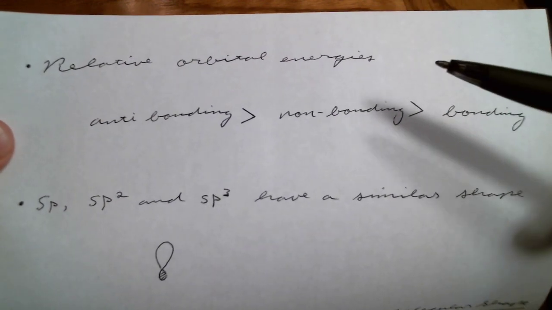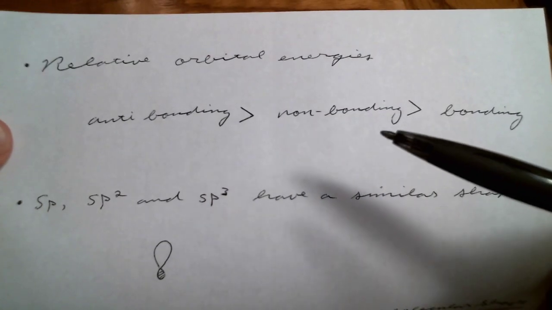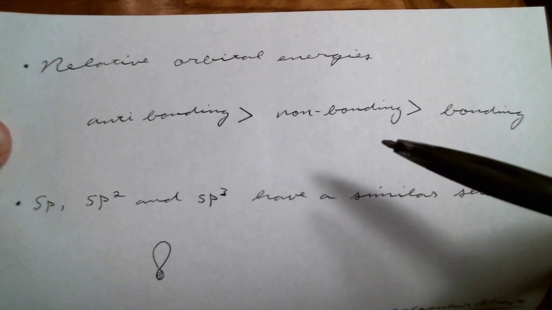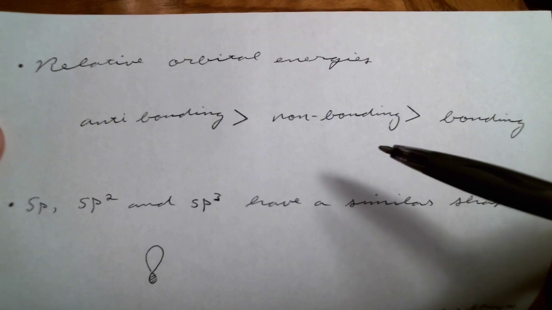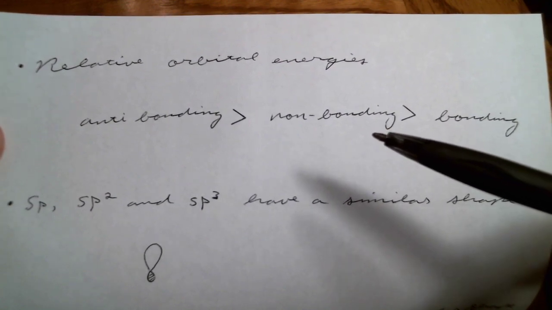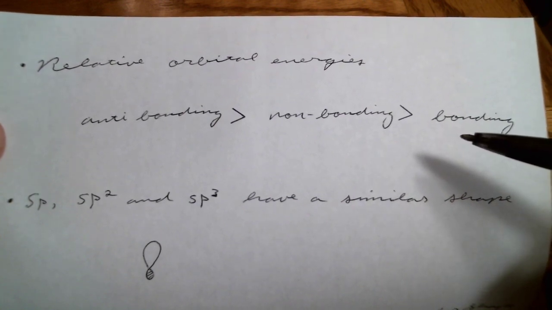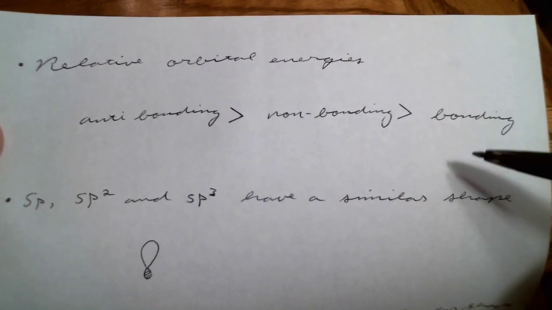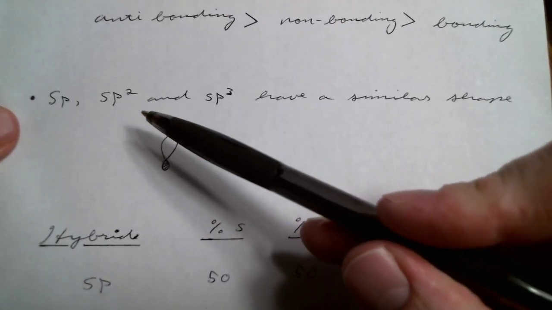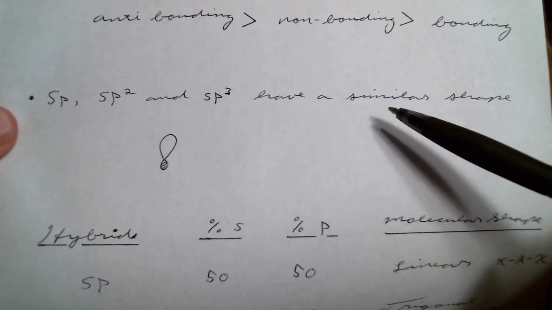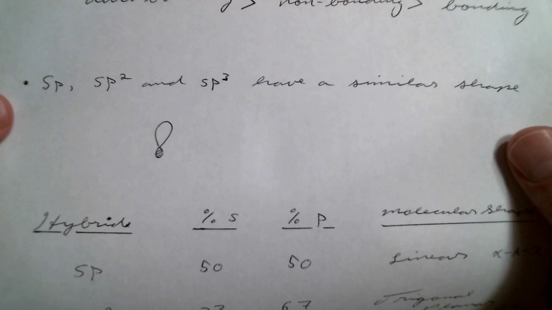Anyways, it's nice to know that in terms of relative orbital energies, antibonding are going to be higher than non-bonding. That would be things like the empty 2p atomic orbitals. They did not participate in bonding, and they were sort of in the middle in terms of energy. And the lowest energy molecular orbitals, of course, are going to be our bonding molecular orbitals. Like I said, it's nice that sp hybrids, sp2 hybrids, and sp3 hybrids all have a similar shape: one big gigantic lobe and one tiny little itty-bitty back lobe.